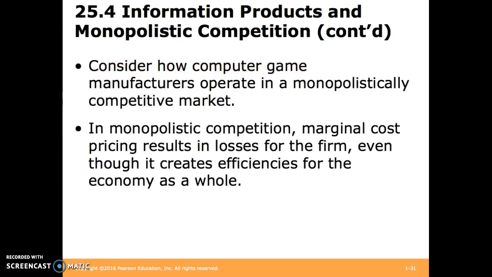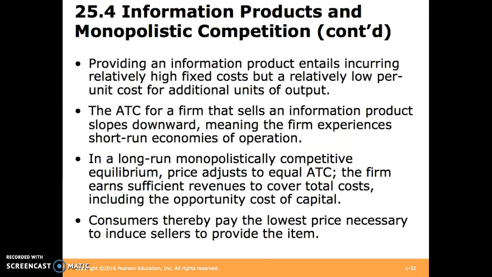Let's consider a computer game manufacturer in a monopolistically competitive market. In monopolistic competition, marginal cost pricing will result in a loss for the firm despite the fact that it's still efficient for the economy as a whole. Providing an information product entails incurring relatively high fixed costs but a relatively low per unit cost for additional units of output. So the average total cost for a firm that sells an information product slopes downward, meaning the firm experiences short-run economies of operation.